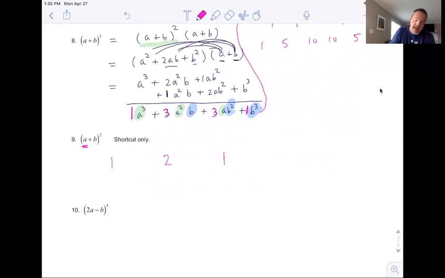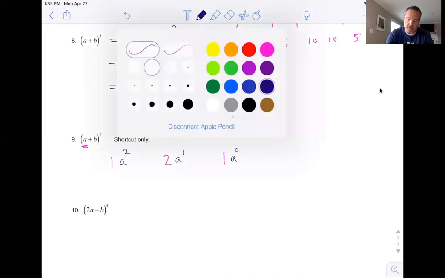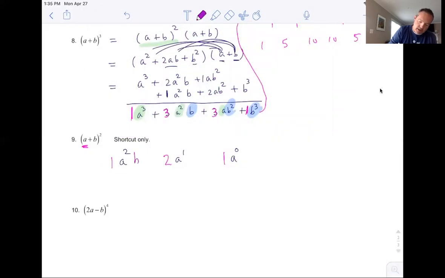I'd take the a, and I'm going to descend that, right? I'm going to start with a to the second, a to the first, a to the 0. I'll write out a to the 0, even though a to the 0 is just 1. And then I'm going to take my b's. I'll change up the color. I'll ascend that. I'll start b to the 0, b to the first, b to the second.